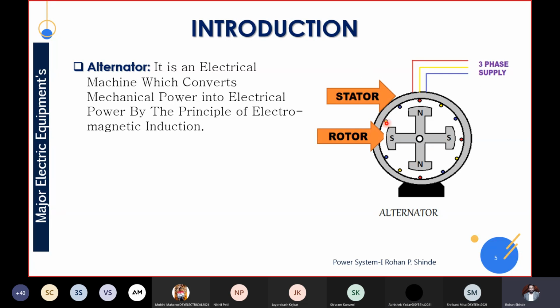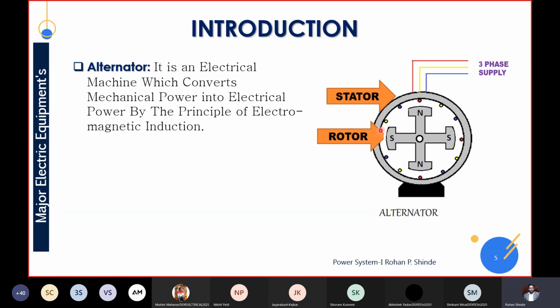Now see here, this is the alternator. In this alternator, this outside part is known as a stator. This outside ring or circular part is known as a stator, right? Now in this, see here, these N and S poles are called the rotor. Now this stator contains the 3-phase supply, that is a field winding, right? So all this internal structure you have seen in Machine 1.